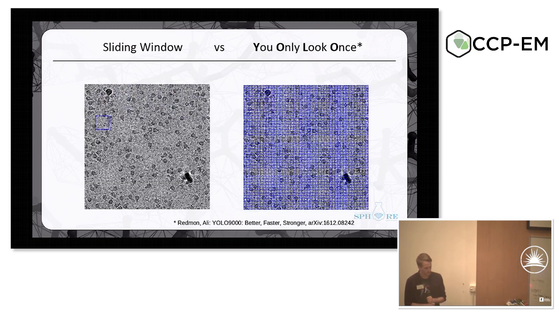There is another approach, an alternative to the sliding window approach. Instead of passing small cropped out images through the network all the time, it takes a complete micrograph and passes it through the network. And in the end, you get a grid-like result where each grid cell detects, or can detect, a particle.